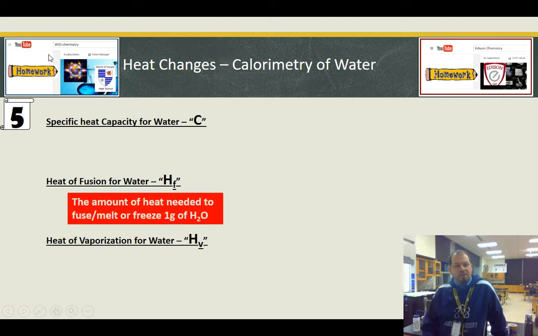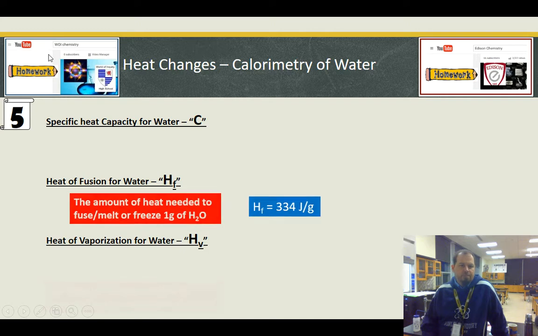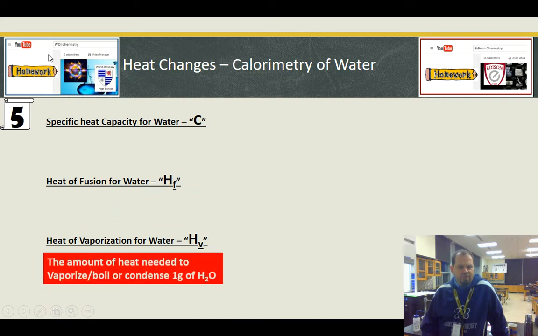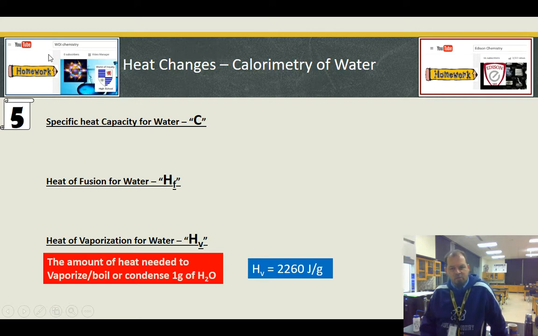Heat of fusion is the amount of heat needed to fuse or melt 1 gram of water. So this is 334 joules per gram. Kelvin's not in there. And H sub V is the amount of heat needed to vaporize or boil 1 gram of water, and that is 2260 joules per gram.